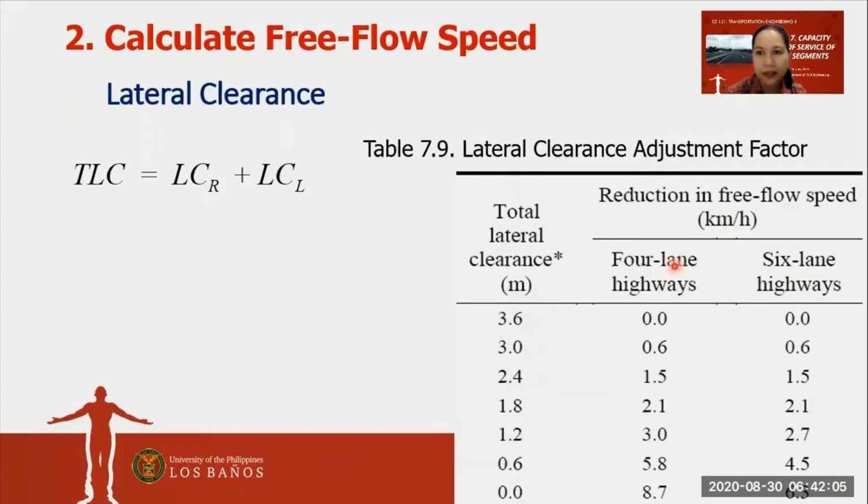And depending on the number of lanes, since we have 4 or 6 lanes, you can determine the reduction in free flow speed in kilometers per hour here. So for example, the total lateral clearance is 2.4 and you have 6 lanes. So the adjustment factor is 1.5.